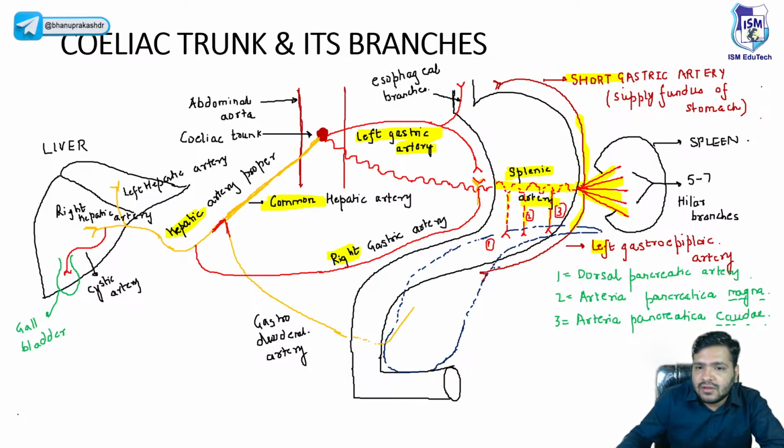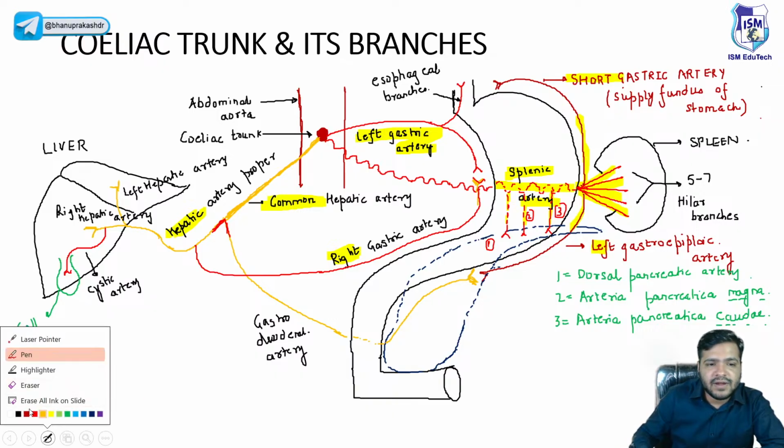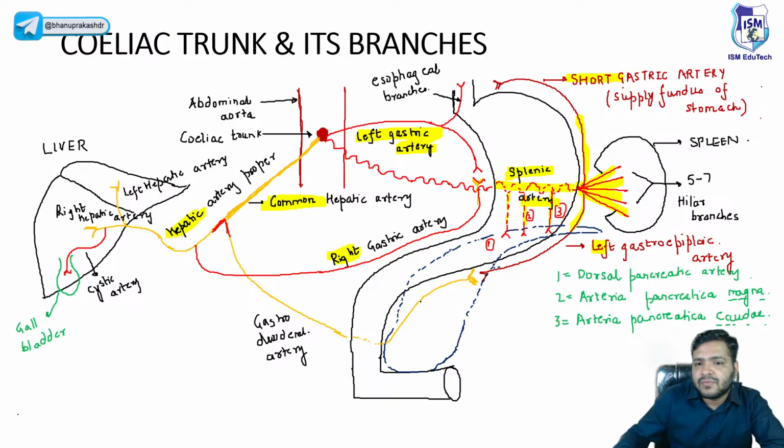another branch that will go and anastomose with the left gastroepiploic artery. Can anyone tell me the name of this branch, beta? Can anyone tell me the name of this branch? What will be the name of this branch?